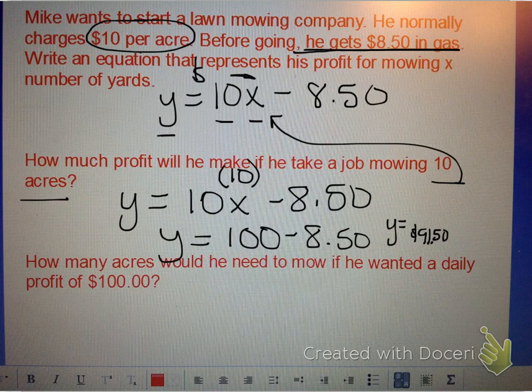Okay. So then it says how many acres would he need to mow if he wanted a daily profit of $100. So we can kind of estimate from our answer here that he needs another yard, so it would be 11. But if this was a number not close to that, I would take this 100, and instead this is his profit. So this would go in for Y instead. And then I would solve this equation.